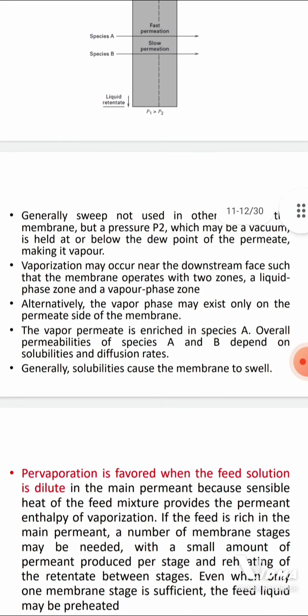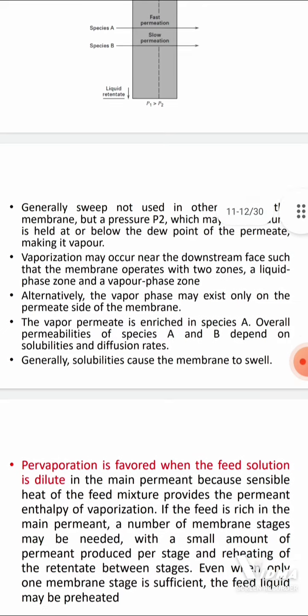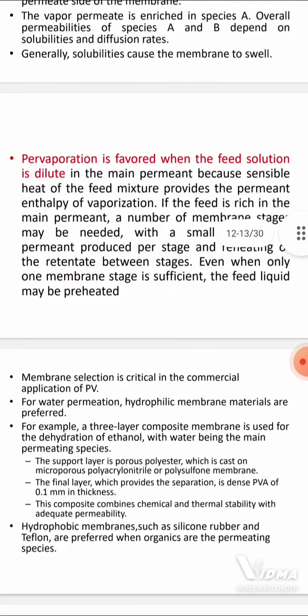So the vapor permeate is enriched in species A. The overall permeabilities of species A and B will depend upon the solubility and diffusion rates, and the solubility of molecules in the membrane will cause the membrane to swell. So pervaporation is favored when the feed solution is dilute. That is, if the feed is rich in the main permeate, a number of membrane stages may be needed.